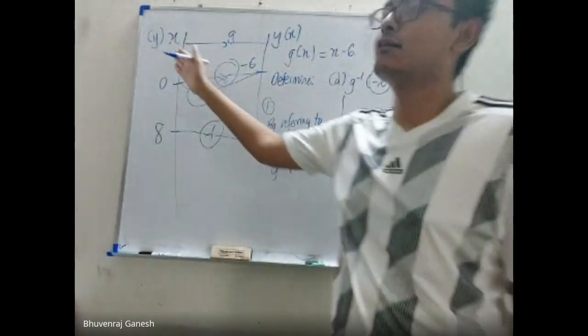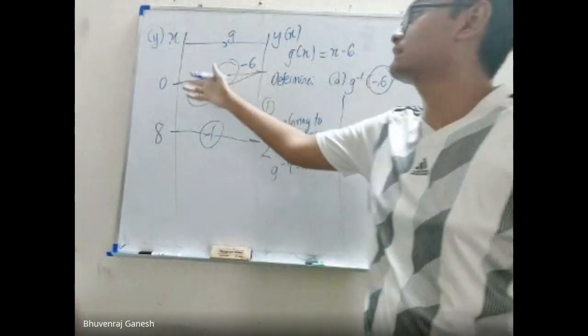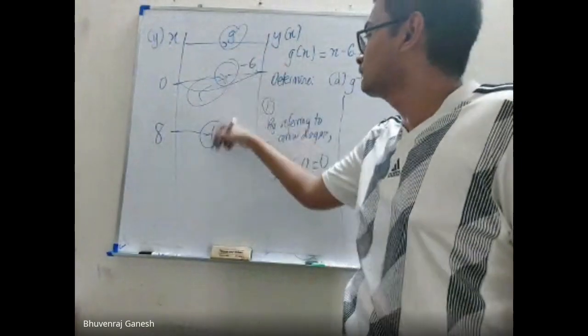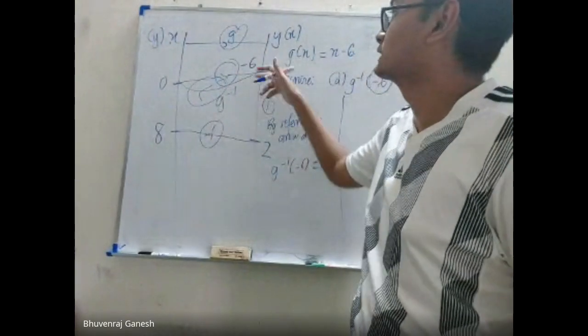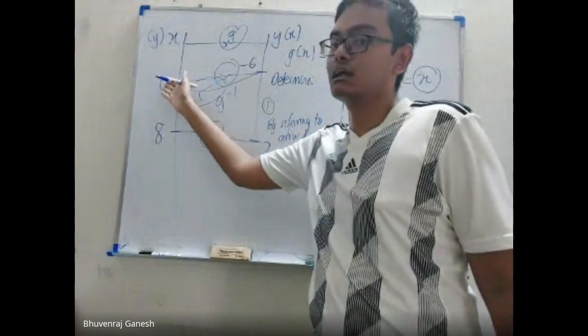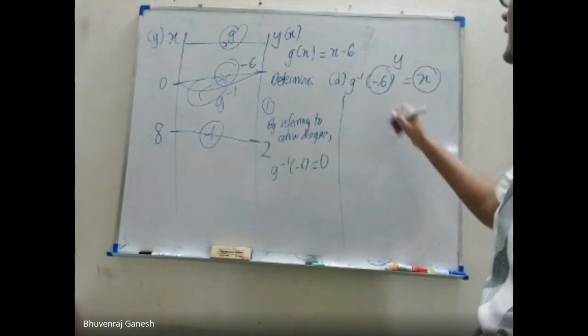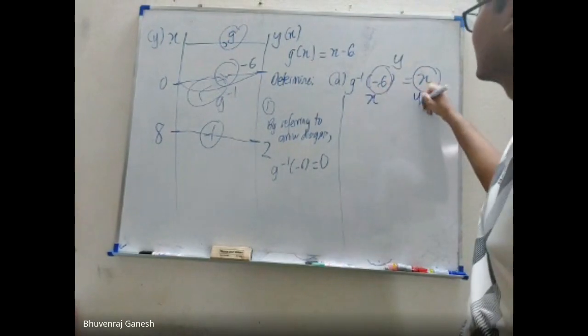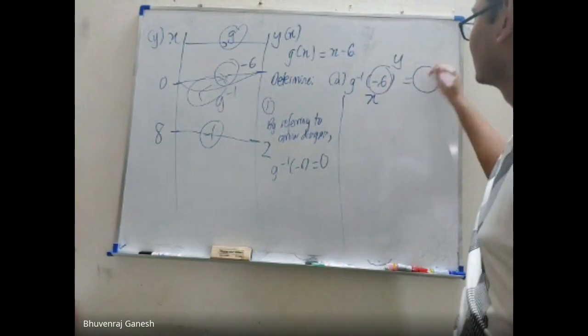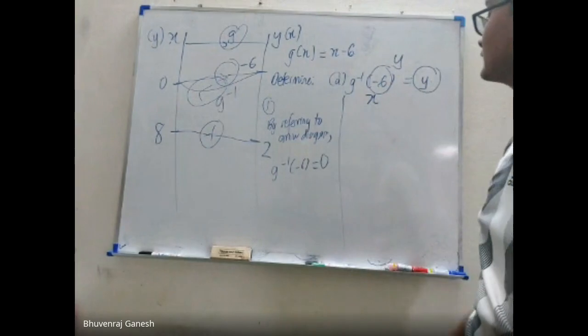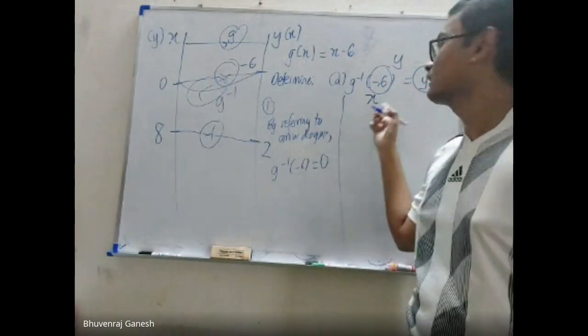So not always left is object, right is image. This is under a normal function g. But this way is g inverse. It means here comes your object, here comes your image. The arrow always shows which is the object and image. So that's why this now becomes your x and this becomes your y. So g inverse of negative 6 is y.